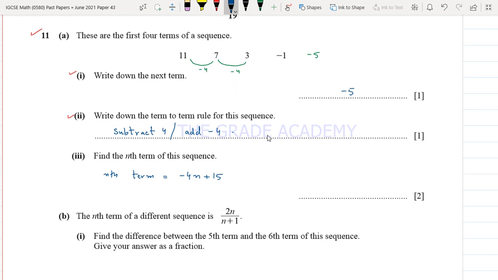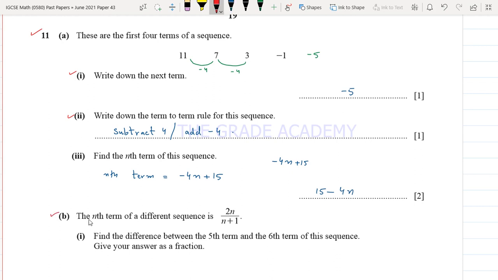The constant difference is minus 4, so minus 4 times n. We always multiply n with this constant difference, and then we see what to add or subtract to get the first term. What do we add to minus 4 to get 11? If we add 15 to minus 4, we get 11. So the nth term will be minus 4n plus 15. We can also write this as 15 minus 4n. So this is the nth term.